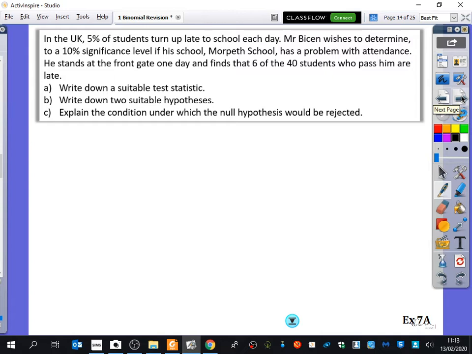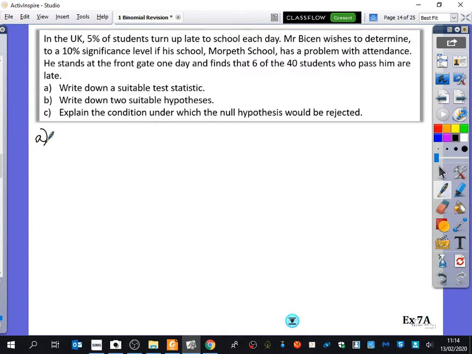And then that's us just going to finish up on this bit of hypothesis testing, and then we'll move back to mechanics, okay? So it says in the UK, 5% of students turn up late to school each day. Mr. Bison wishes to determine to a 10% significance level if his school, Morpeth School, has a problem with attendance. He stands at the front gate one day and finds that 6 of the 40 students who pass him are late. Write down a suitable test statistic.